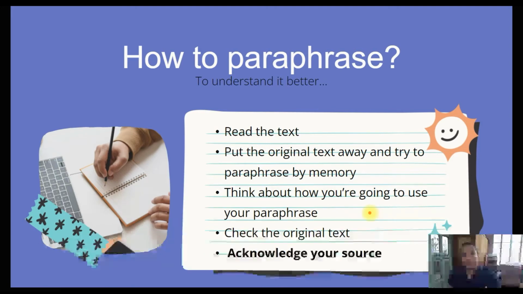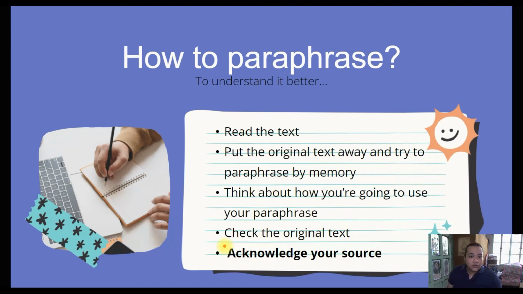Because that will also affect the length and the depth of your paraphrasing. Okay? So the next step is, once you're done with your own version or your paraphrase, make sure to read the original or check the original text to see if you have done it correctly, if you have paraphrased and retained the main message of the original text. Okay? And last, in every paraphrase, you need to acknowledge your source.